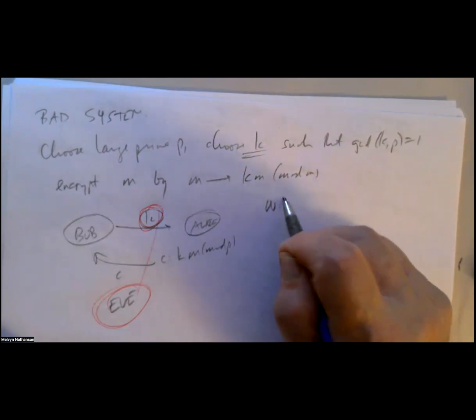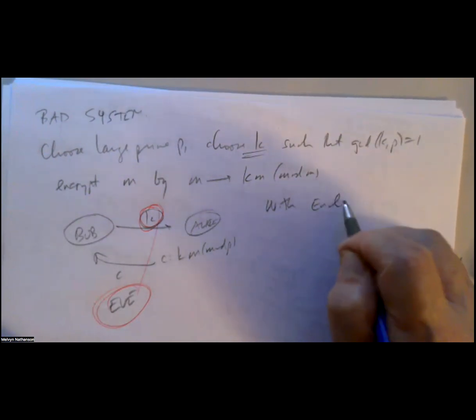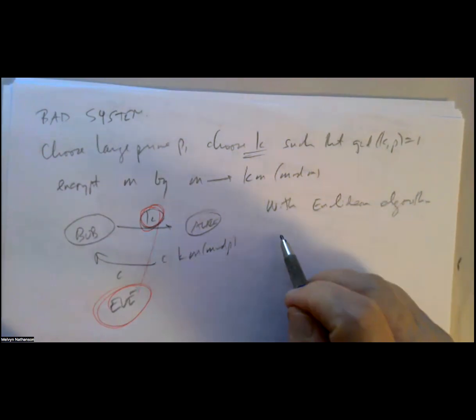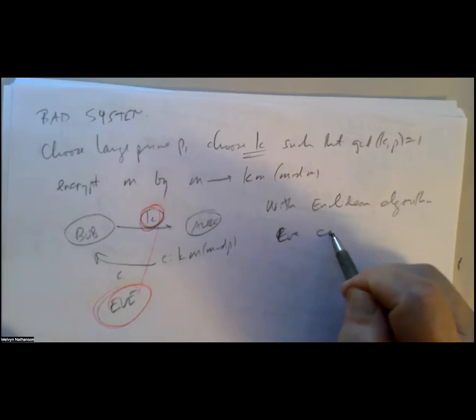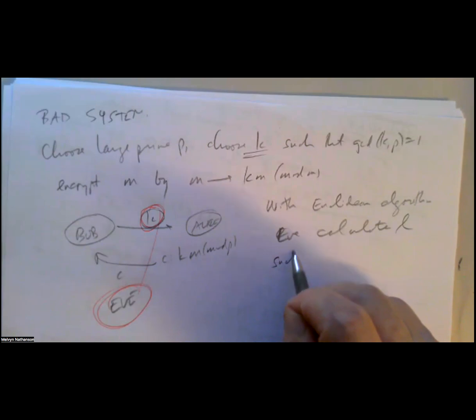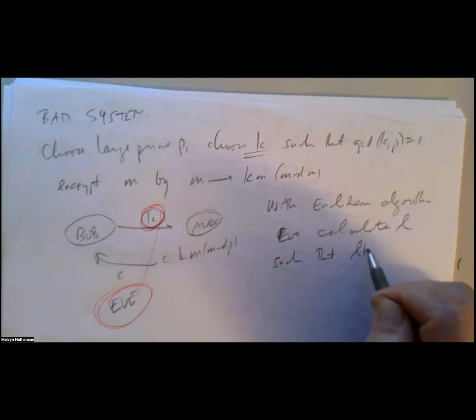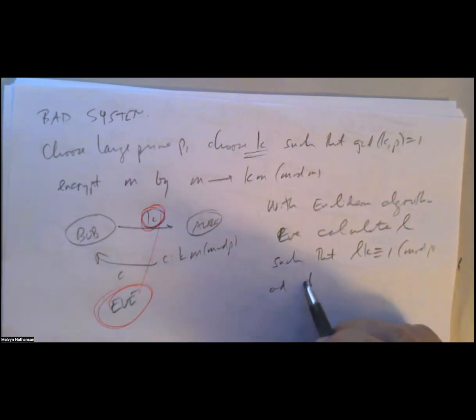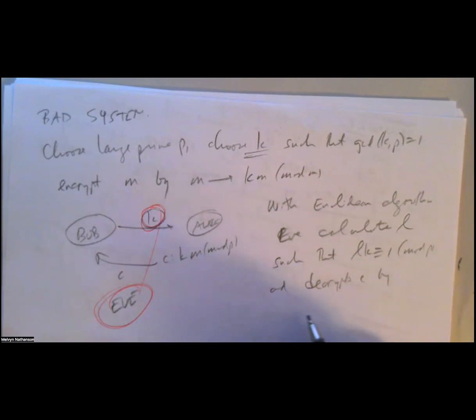So with the Euclidean algorithm, anyone, including Eve, calculates L such that LK is congruent to 1 mod P and decrypts C by multiplying C by L, and that gives you back M mod P.